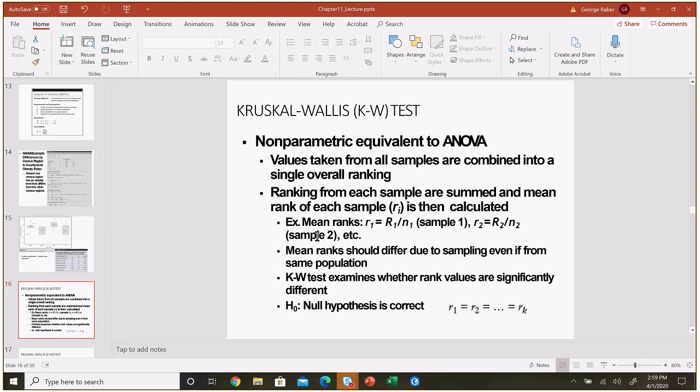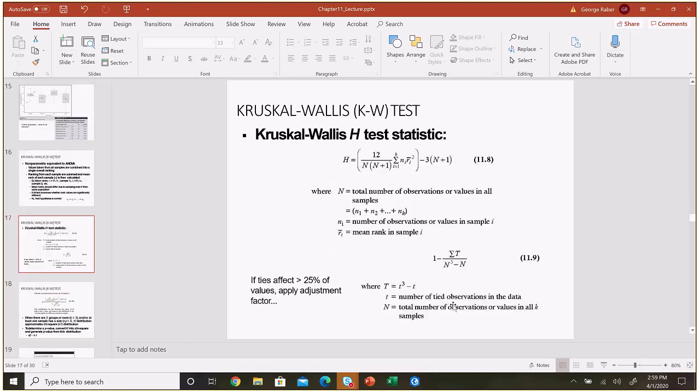Okay, I'll go through this fairly quickly, and then we could be done for the day. The Kruskal-Wallis test is the nonparametric equivalent to an ANOVA. In other words, you use it the same way you use an ANOVA test. The null hypothesis is the same, as is the alternative hypothesis, that one of the groups is significantly different. So the null hypothesis is that they are all from the same population.